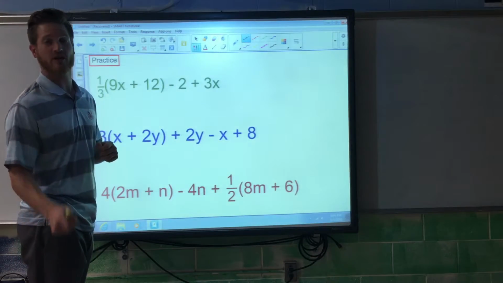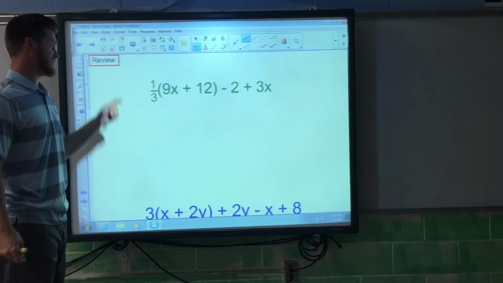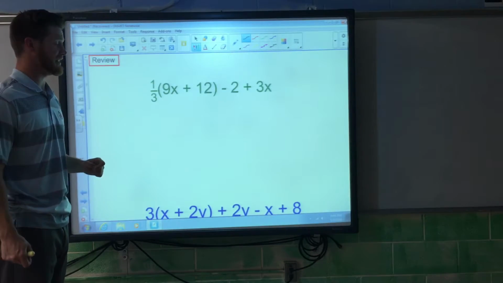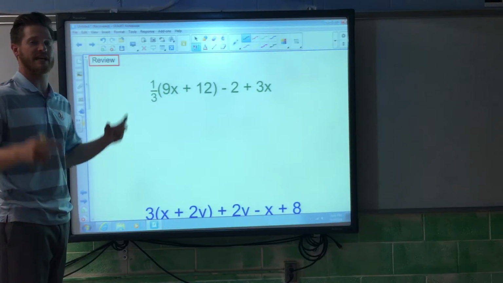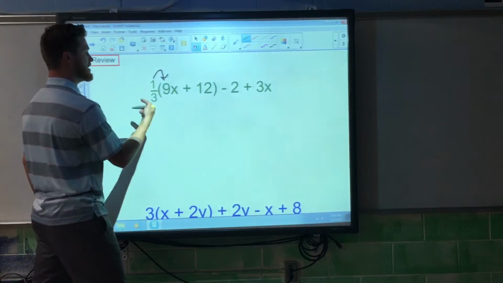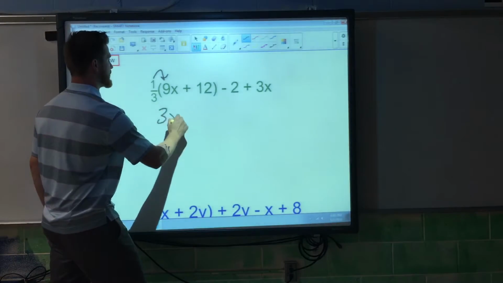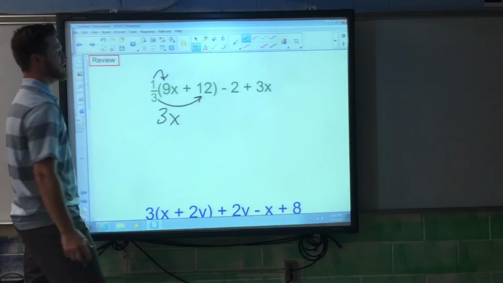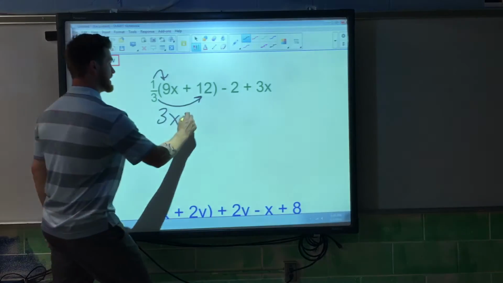Hope you try these on your own. Let's go over them together now. Starting with the green problem. We have 1/3 on the outside. So basically I'm just going to divide everything on the inside by 3, or just take 1/3 of everything on the inside. 1/3 times 9x. 1/3 times 9 is 3, so 1/3 times 9x would be 3x. 1/3 times 12, well, 12 divided by 3, would be 4.